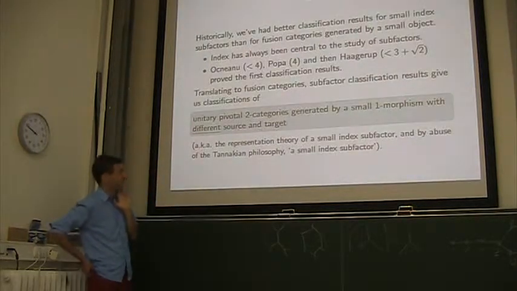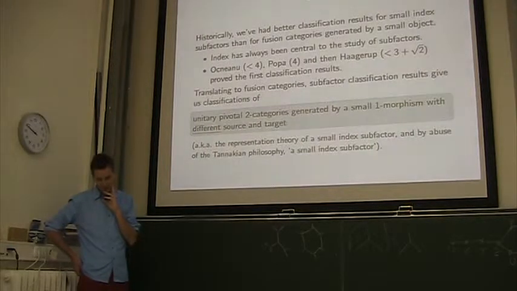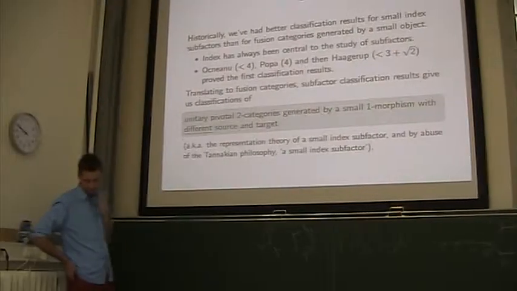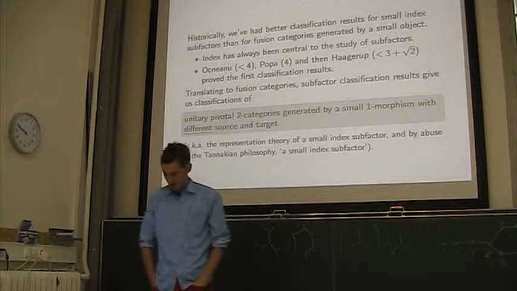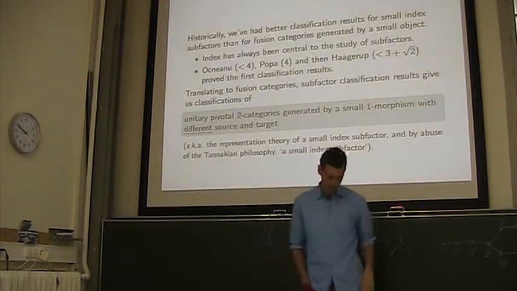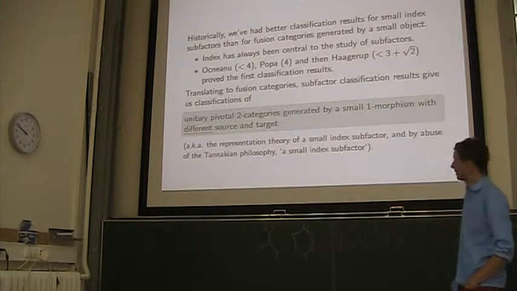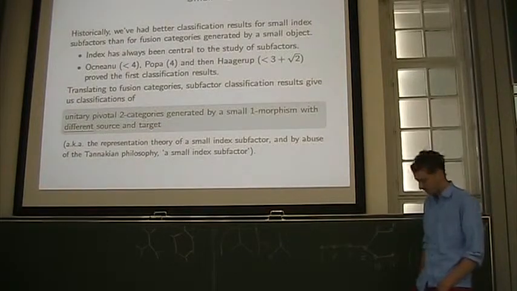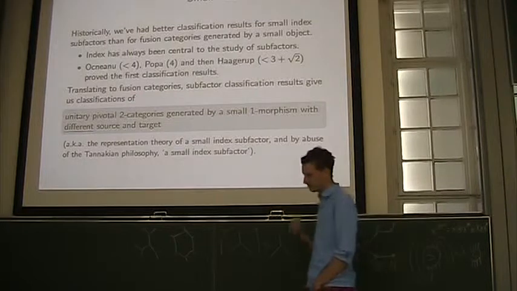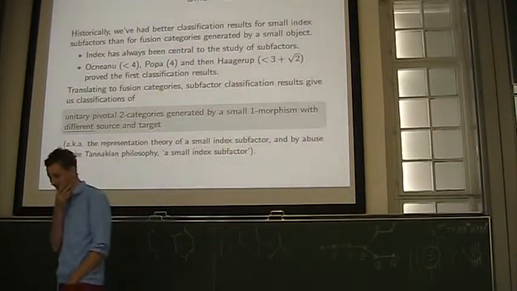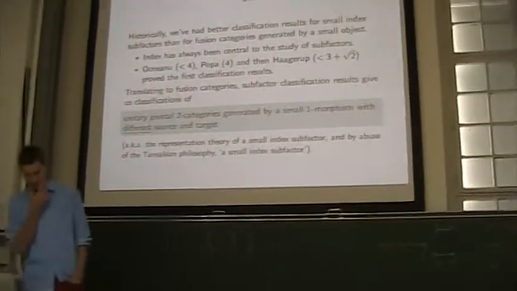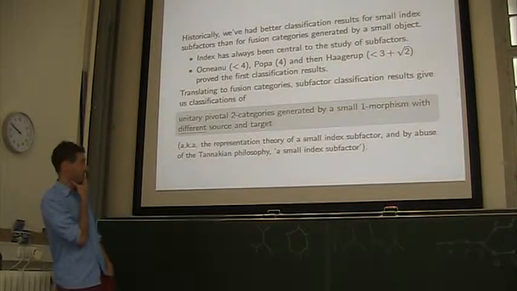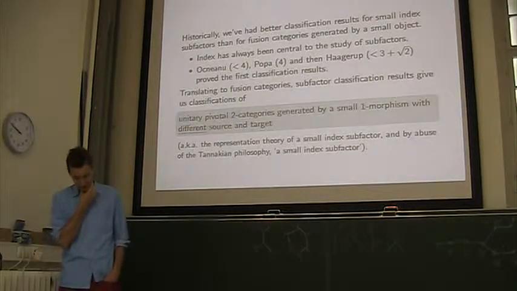So, that's it for the somewhat brutal theorems about fusion categories with objects with small multiplicities. So I just want to conclude by saying a little bit about small index subfactors. Historically, classification results for small index subfactors have been further ahead, I think, than classification results for fusion categories with a small object. I guess the subject just started earlier, and index for subfactors was always important. So Ocneanu initially gave the classification of subfactors with index less than 4, Popa with subfactors with index 4, and then Haagerup showed that it was possible to go above 4, up to some number 3 plus square root 2.